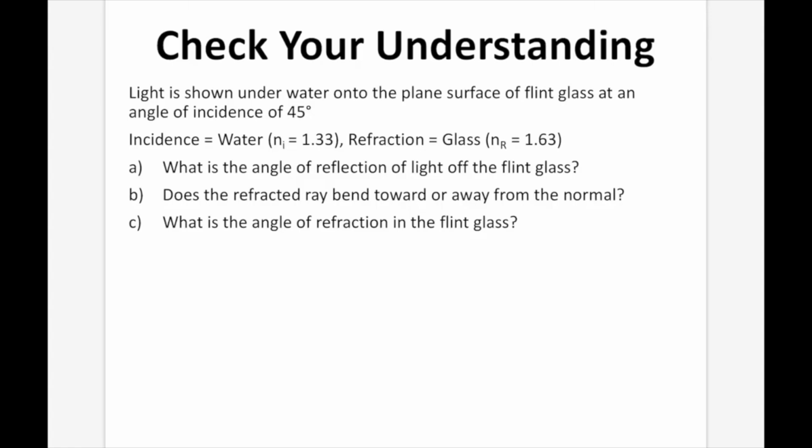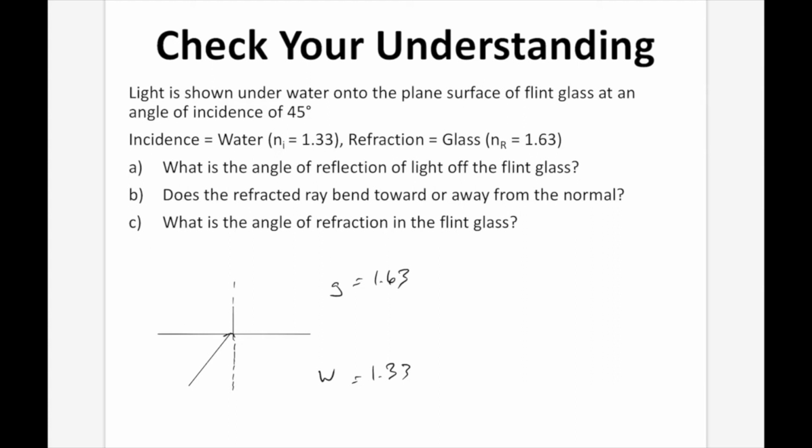Okay, so first thing we need to do is we need to draw what's going on. So that's going to be our barrier. Underneath here, we're going to have the water, and we're going to have the glass up here. Now, the index of refraction of the glass is 1.63, and the water is 1.33. Now, we know we're shining a light this way at an angle of 45 degrees. That's going to be our normal.